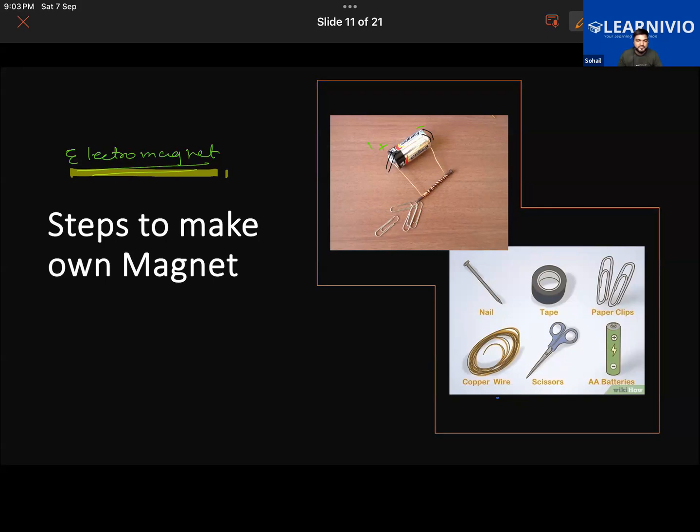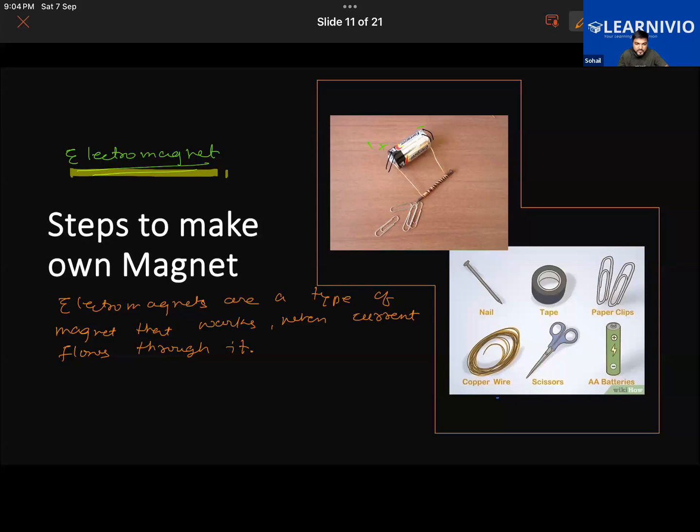Now in this write that electromagnets are a type of magnet that works when current flows through it.